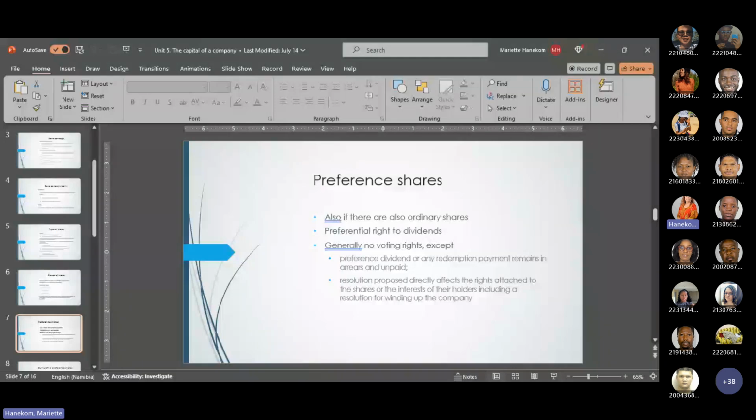So, preference shares. The word preference should remind you of to prefer. They are preferred shares, preferential shares, preference shares. Why are they preferential? If you prefer something, it means it stands first in the queue. Why are these shares known as preference shares? Because they stand first in the queue when it comes to the payment of dividends.